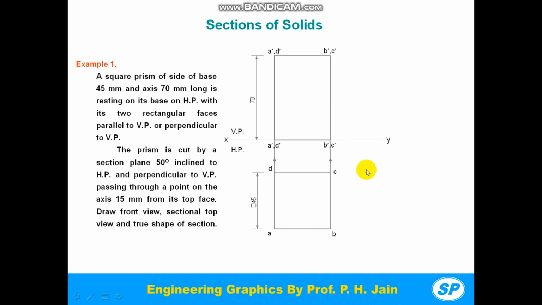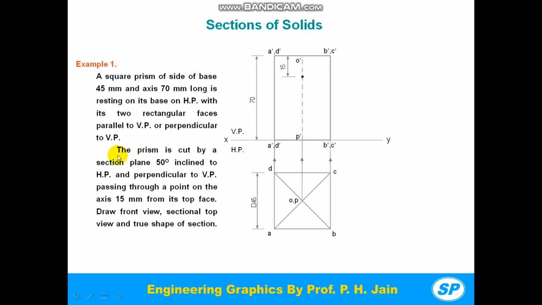Then let's mark its axis. The axis is OP. In the top view, O and P, both these points will be here at the center. And let's project its front view. So O dash P dash is the axis in the front view. Okay, after this we have to mark the cutting plane. We have to draw the cutting plane.